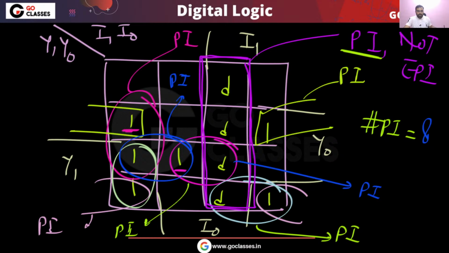Oh, this one I'm missing. Okay, I think this one we missed. This one is also a PI. So the number of PIs will be total 9.